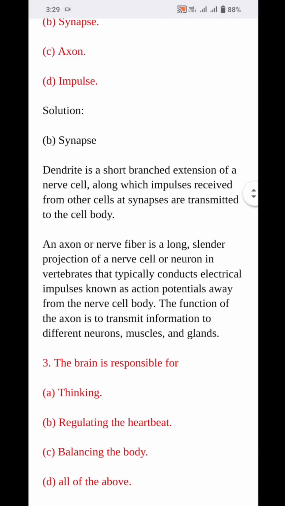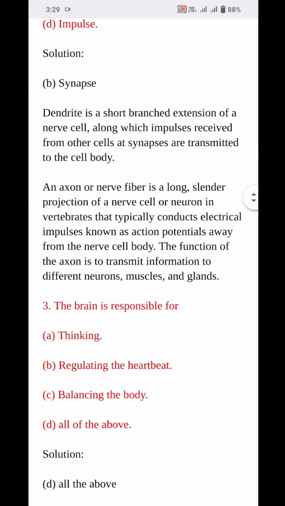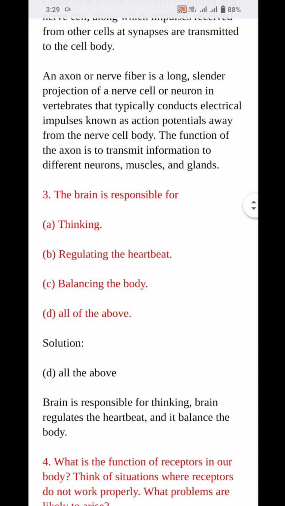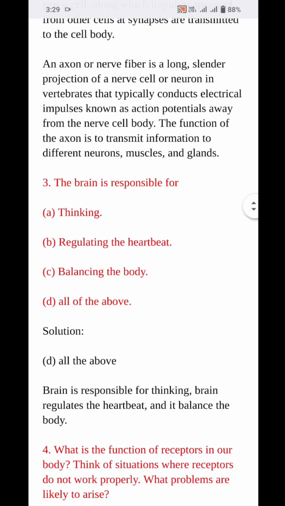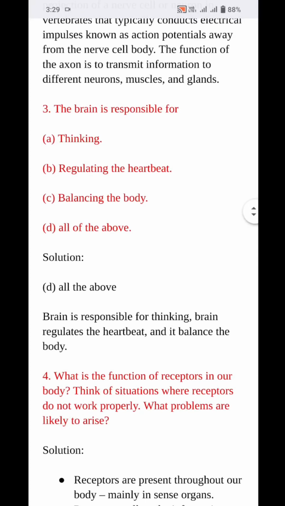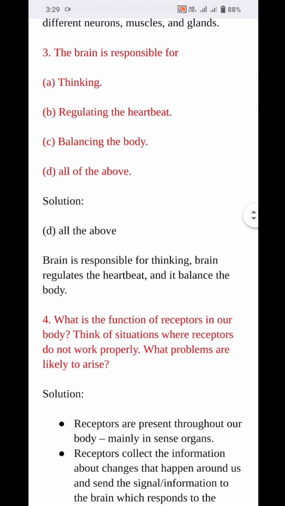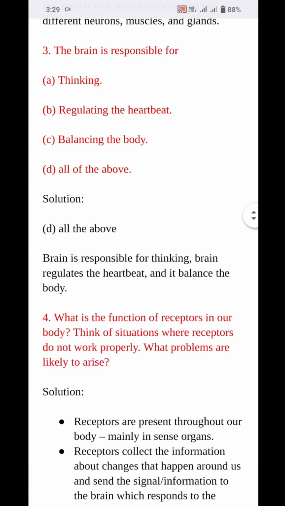An axon or nerve fiber is a long slender projection of a nerve cell or neuron in vertebrates that typically conducts electrical impulses known as the action potentials away from the nerve cell body. The function of the axon is to transmit information to different neurons, muscles and glands.